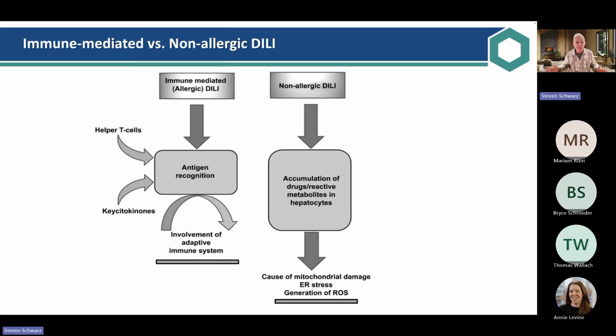And then there's the non-allergic DILI. This does not involve the immune system directly, but here we just have an accumulation of either high concentration of drug or reactive metabolites in the hepatocytes. And typically, these are mitochondrial poisons. They also stress the endoplasmic reticular system with the generation of reactive oxygen species. This is the classic for valproate, for example.